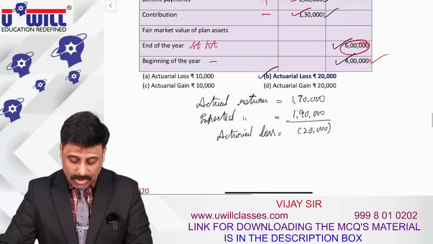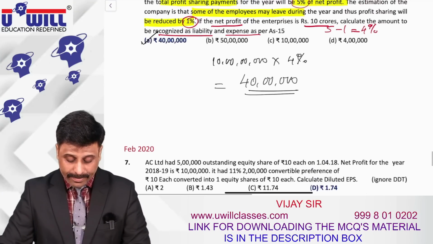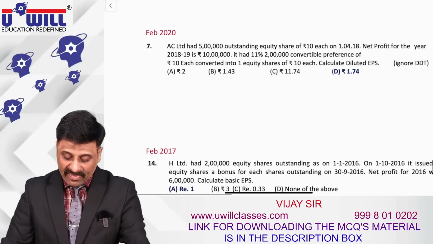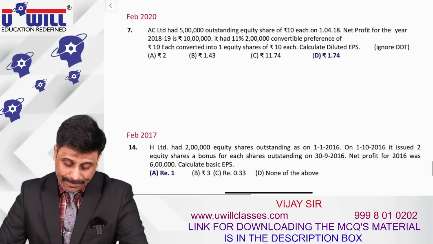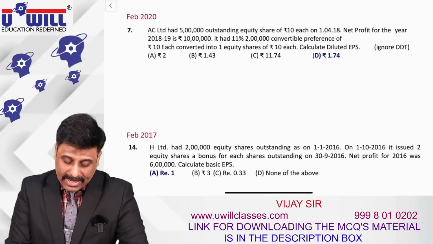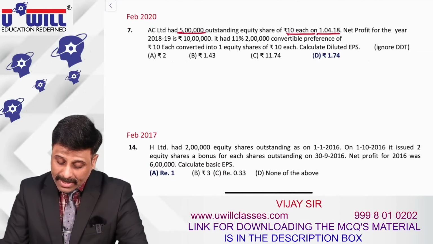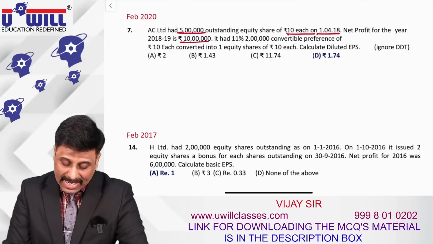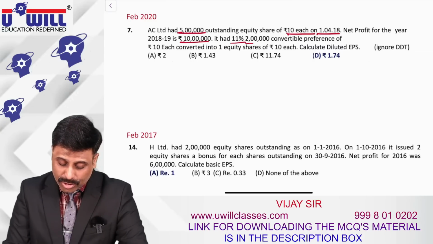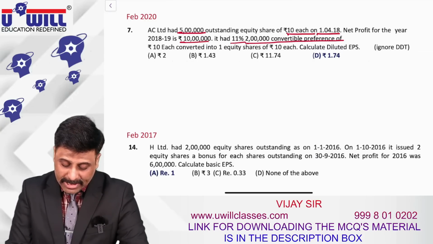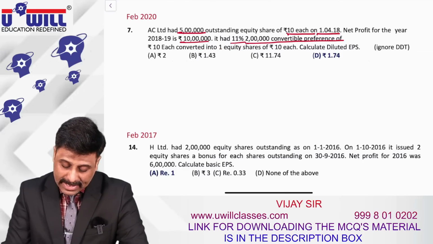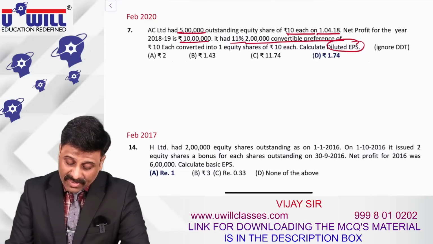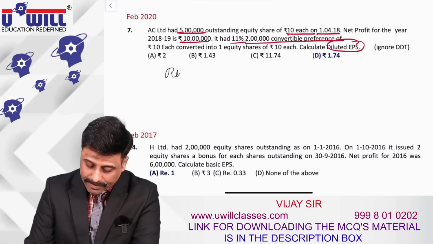So look at this question number 7th of February 2020. AC Limited had 5 lakh outstanding equity shares of 10 each on 1/4/18. Net profit for the year is rupees 10 lakhs, and it had 11% 2 lakh convertible preference shares of 10 each converted into one equity share of rupees 10 each. Calculate diluted EPS. So again, we'll first find revised profits.